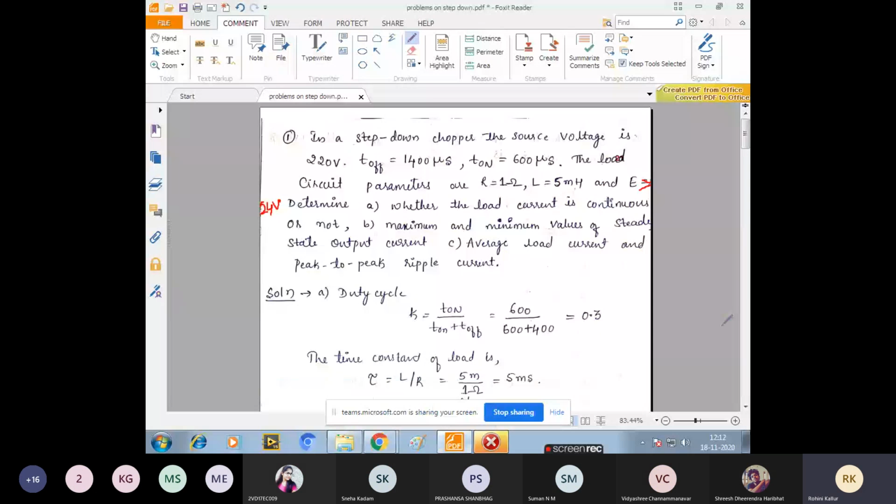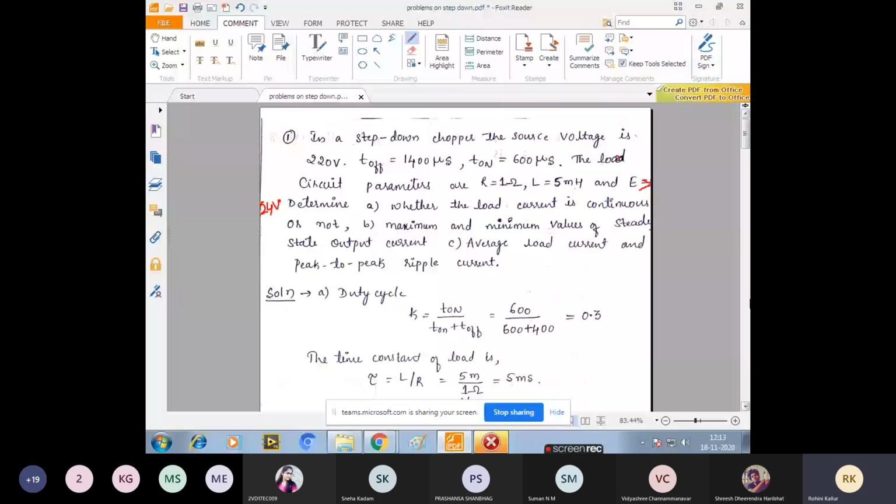So in today's class, we are going to cover some more problems on step down chopper and step down chopper with RLE load. We have solved problems on step down chopper, step up chopper, the basic R load and RL load in the previous class. The continuation of that will be today's class, which has a different set of problems based on step down chopper, step up chopper, and then step down chopper with RLE load.